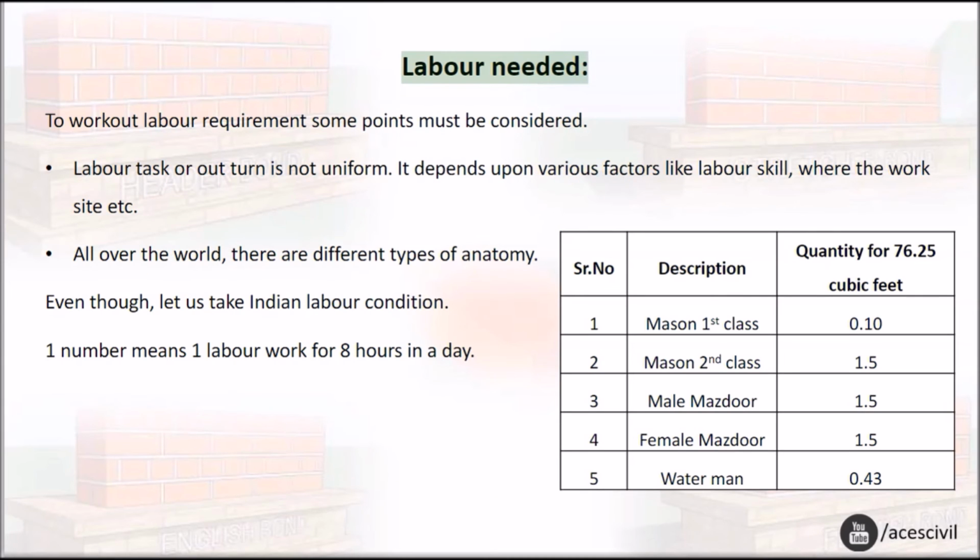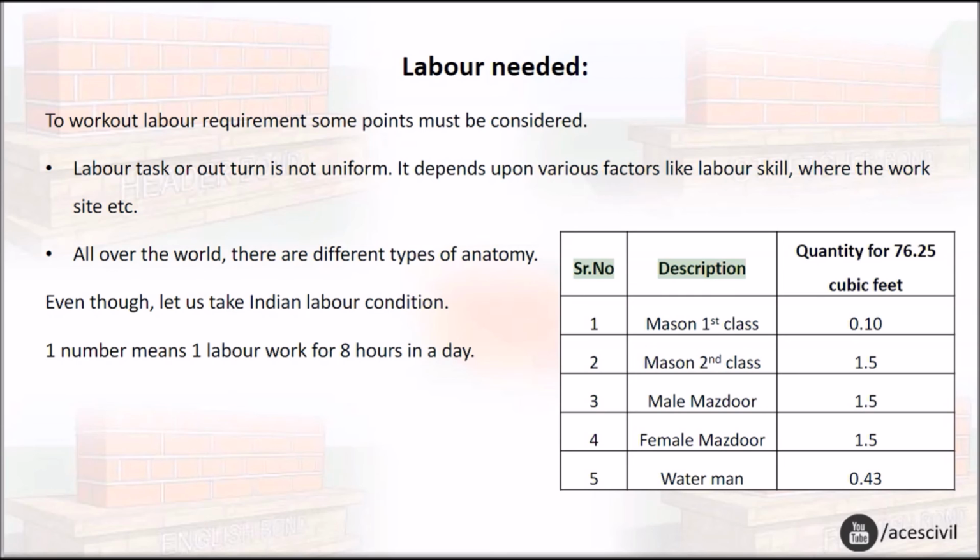Labor needed. To work out labor requirements, some points must be considered. Labor task or outturn is not uniform. It depends upon various factors like labor skill, where the work site is, etc. All over the world, there are different types of conditions. Even so, let us take Indian labor conditions. One number means one laborer working for 8 hours in a day.